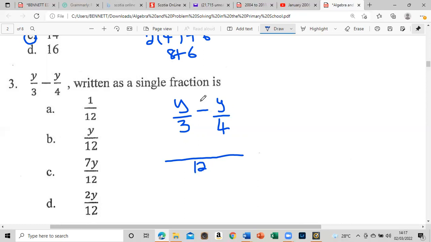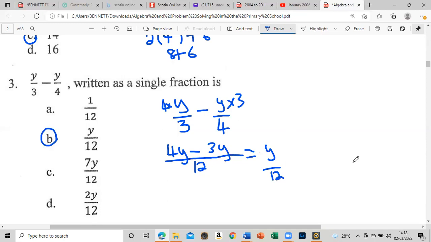3 into 12, that is 4. So that's 4 times y, 4y. And then minus, don't forget the sign. 4 into 12, that's 3, so multiply the numerator by 3. So it's 3 times y, which is 3y. So 4y minus 3y will be y over 12. So that is option B.